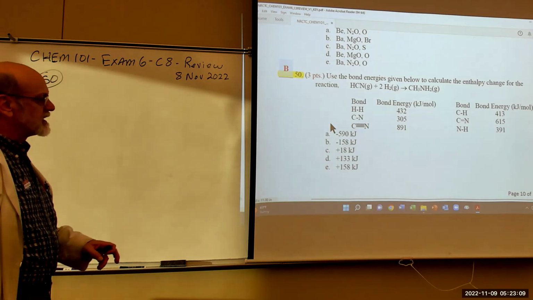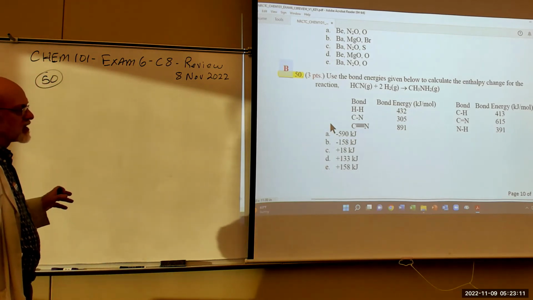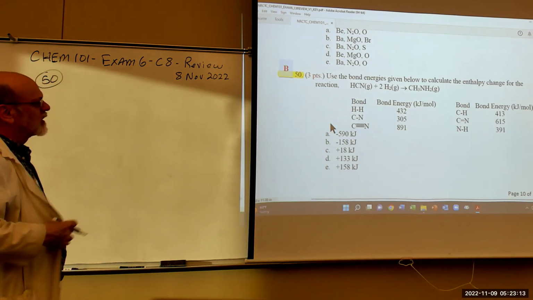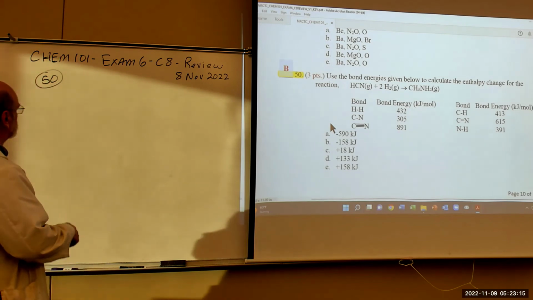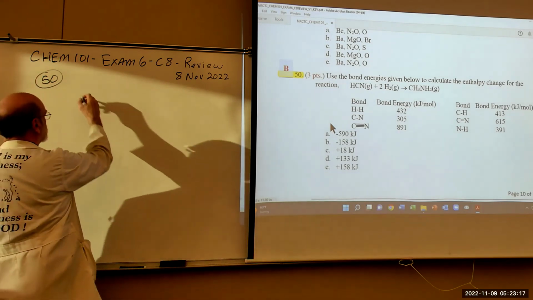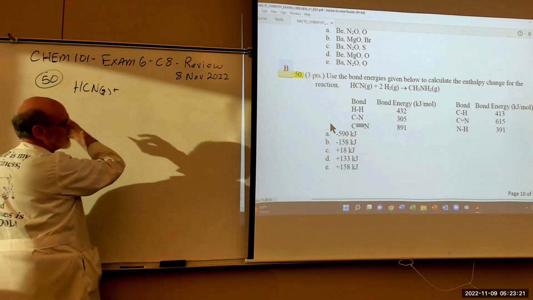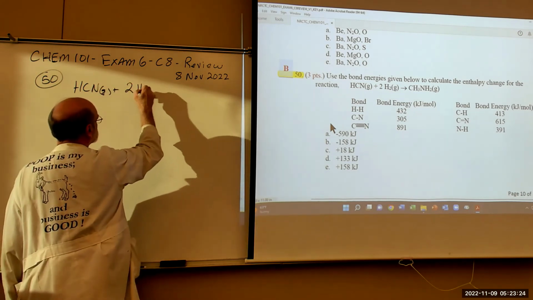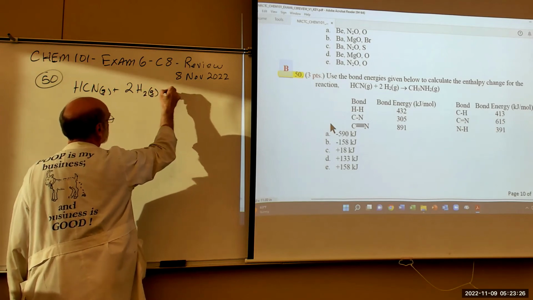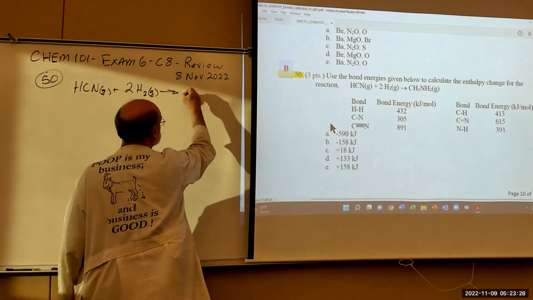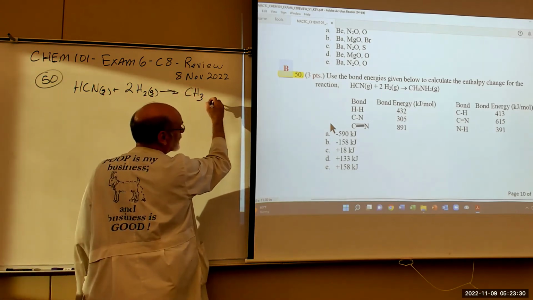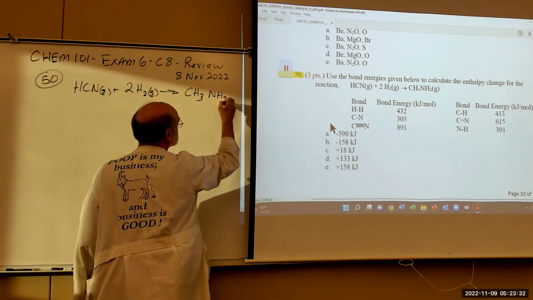Use bond energies to calculate the enthalpy change for the reaction. Oh, this is not going to be too bad. So here's the reaction, the balanced equation: HCN plus 2H2 yields CH3NH2.